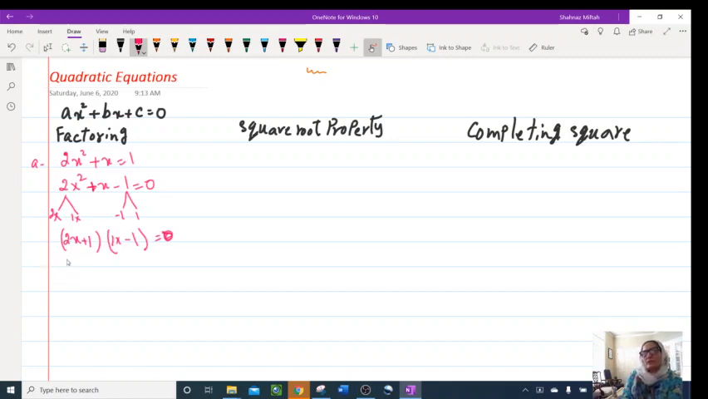Another way is this. Now watch. I'm going to make this equal 0: 2x plus 1 equals 0, and I'm going to make the other factor equal 0. I don't have to write that one. So this one gives me 2x equals negative 1, and this one gives me x equals positive 1. Now we can solve this further: that would be negative half. So I got x equals 1, and x equals negative half.